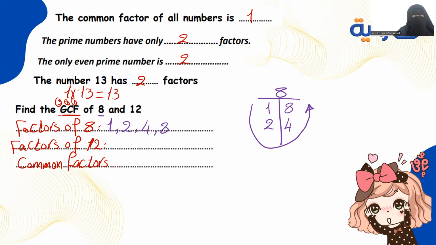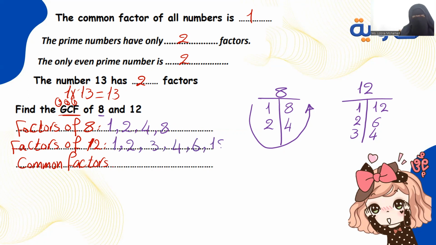Now let's get the factors of 12. So we have to make the chart of 12. The first pair is what? 1 times 12. After this, 2 times what equals 12? 2 times 6. And also 3 times 4. So we have 3 pairs now. Now let's collect the factors and write them here. So we have 1, 2, 3, 4, 6, and 12.